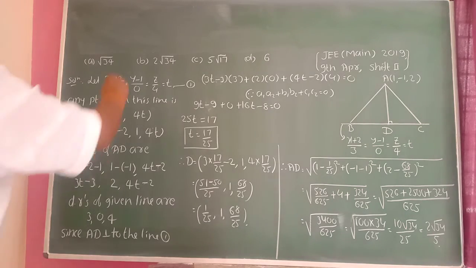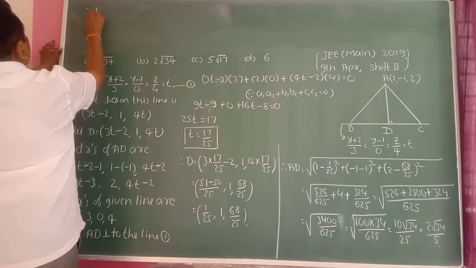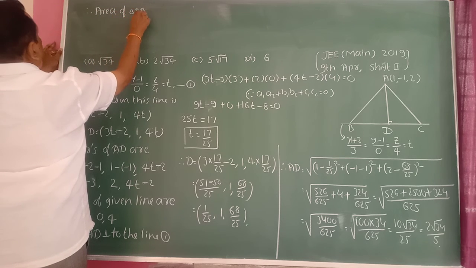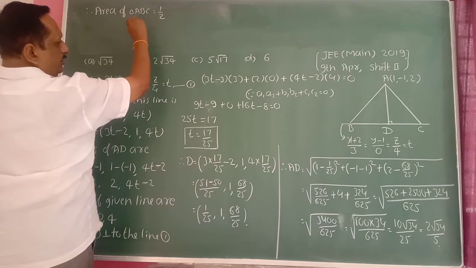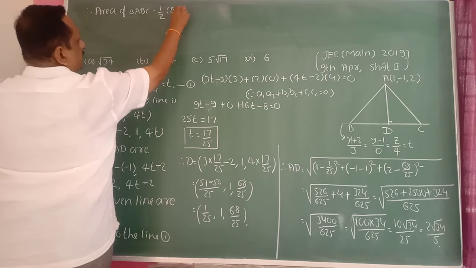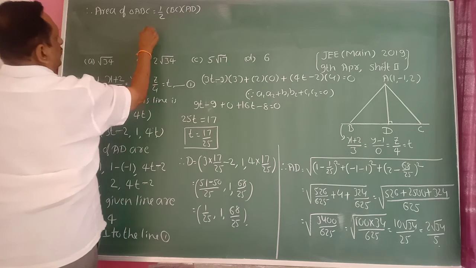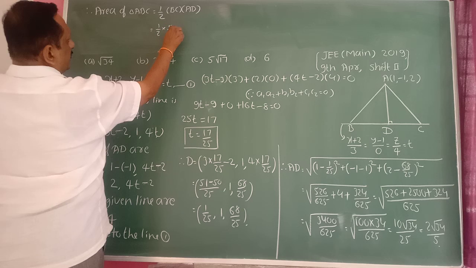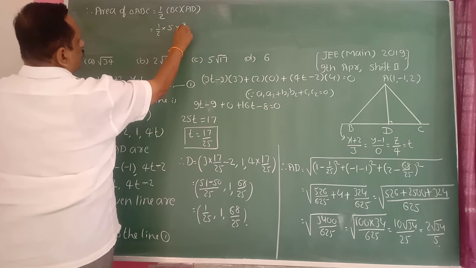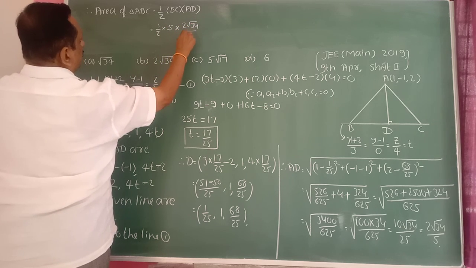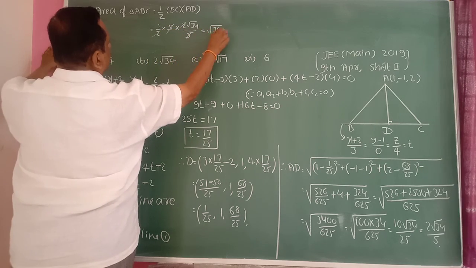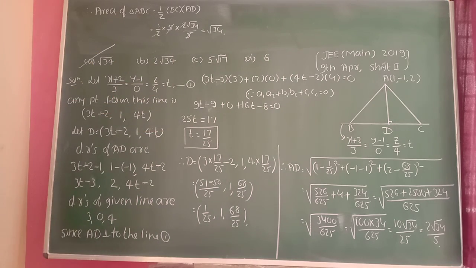Therefore, the area of the triangle ABC is equal to 1/2 into BC into AD. One half into BC, which is 5 as already given, and AD is 2 root 34 divided by 5. The 2s cancel, the 5s cancel, giving root 34 square units. The area of the triangle is root 34.